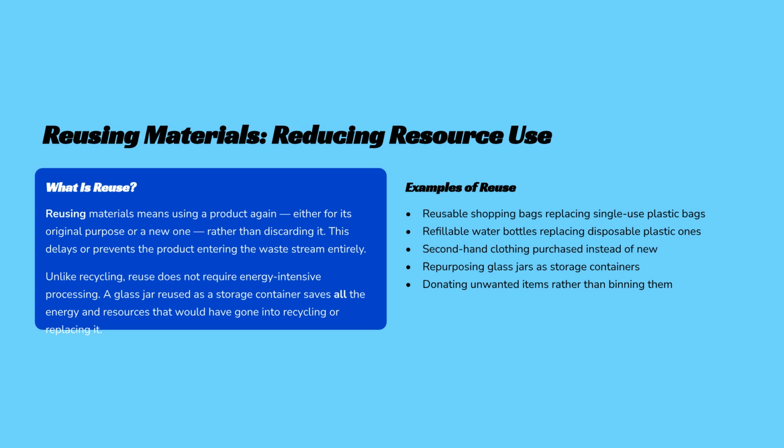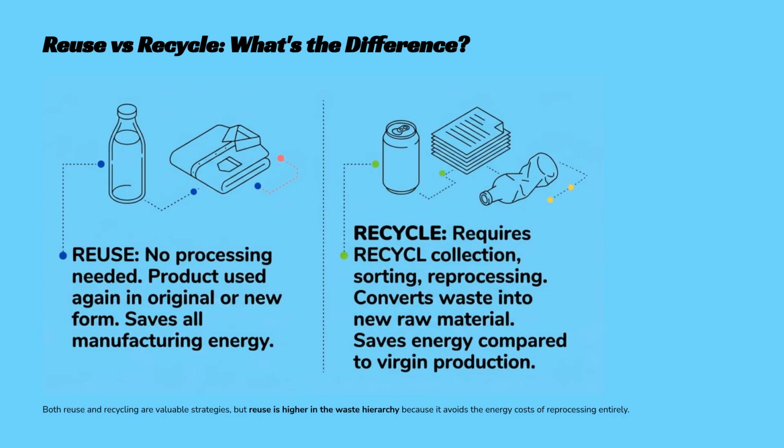Reusing materials, like choosing refillable bottles or donating items, avoids the energy-intensive processing required for recycling. It's an effective way to keep products out of the waste stream entirely. While both are important, reuse is higher in the waste hierarchy than recycling because it avoids the energy costs of reprocessing items, making it a more efficient, sustainable strategy.